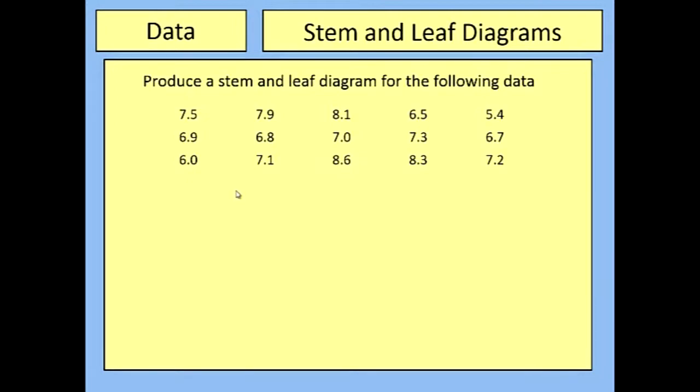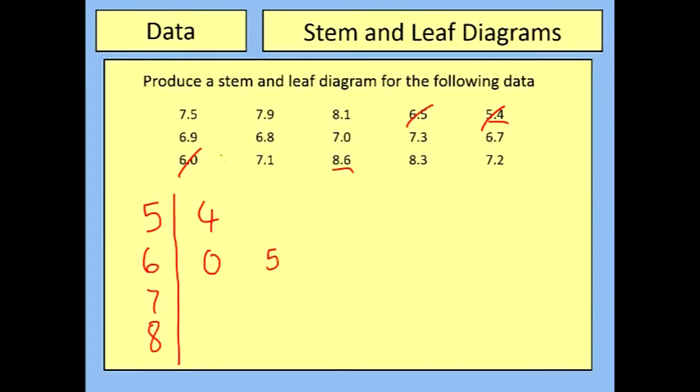Okay, here's the answer then. The first thing you do is look for the smallest and largest numbers. We've got a 5.4 and an 8.6, so our stem needs to go from 5, 6, 7 all the way up to 8. We'll then start putting our numbers on. Well, there's only one number in the 5s, it's 5.4. Move on to the 6s, we've got a 6.0 and we've got a 6.5, we've got a 6.8, I've missed out 6.7, so I'll stick that in here, a 6.9, and that's it for the 6s.